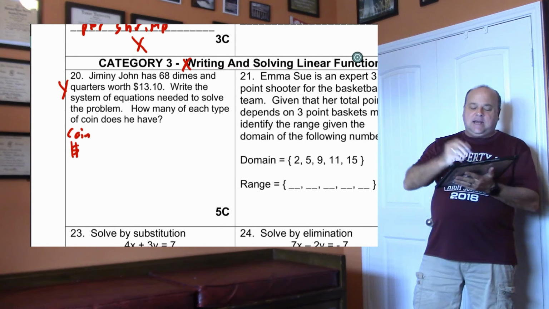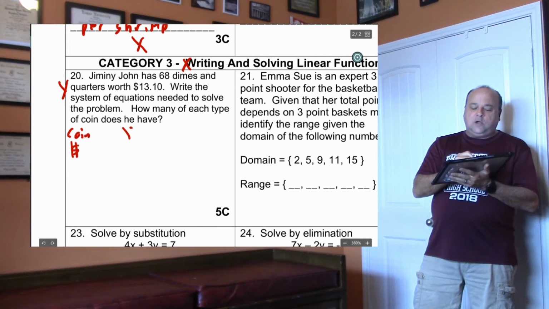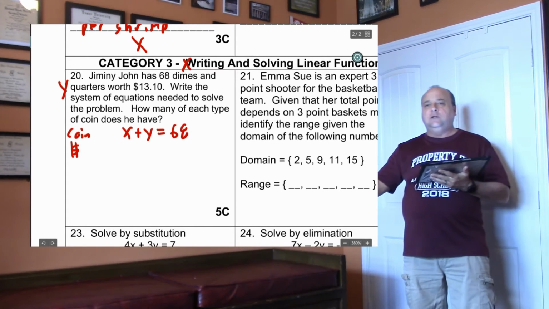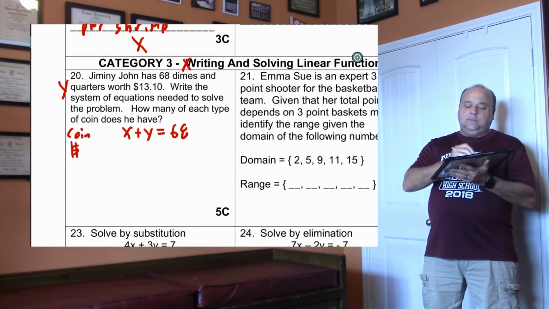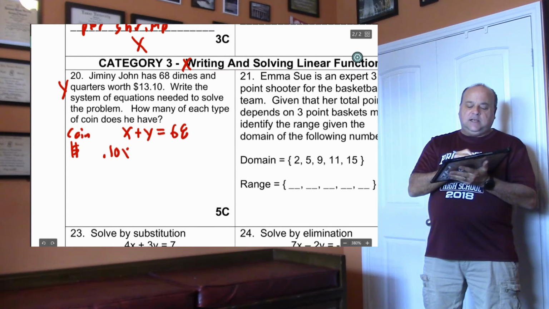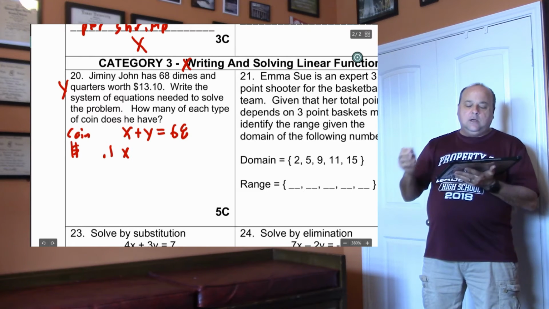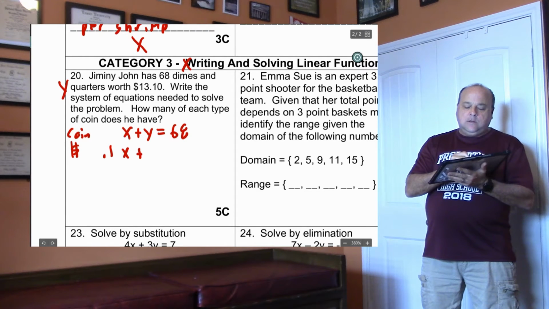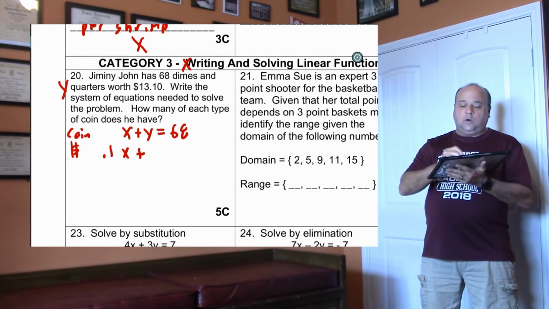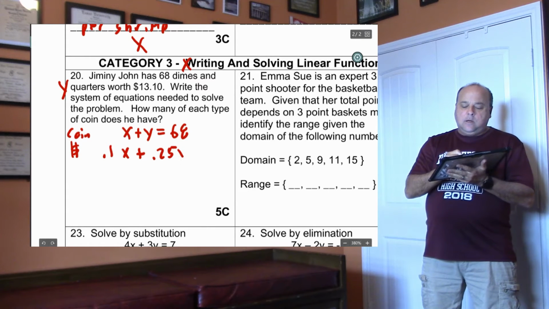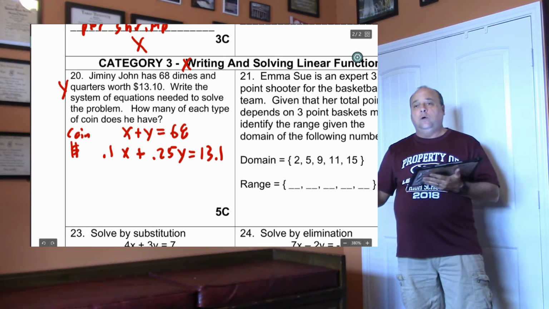So we have 68 dimes and quarters. So our coin equation will be x plus y equals 68. That's how many coins we have. The x is the dimes. A dime is worth 10 cents, and we don't need to put the 0, do we? So just 0.1x plus the quarter is worth 25 cents, and the total amount of money is $13.10 or 13.1.